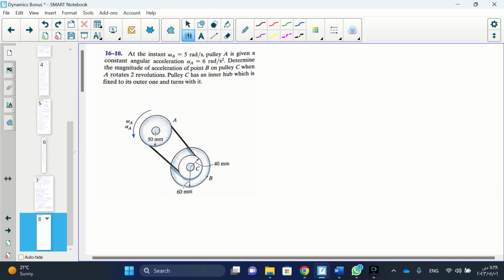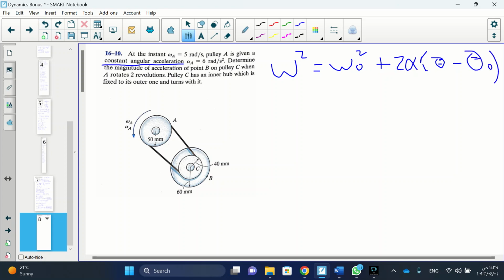So when you see constant angular acceleration, you should look at omega squared equals omega initial squared plus 2 alpha times theta minus theta naught. Okay, so let's continue.